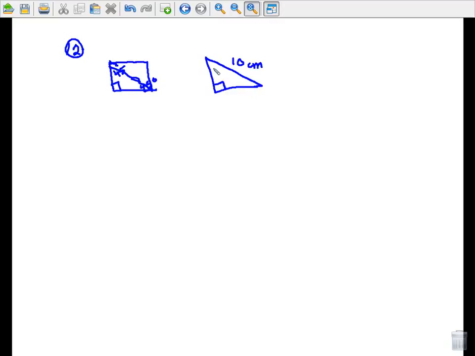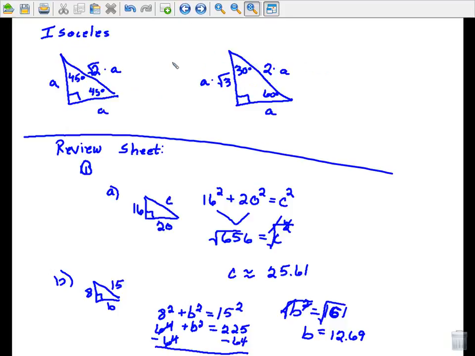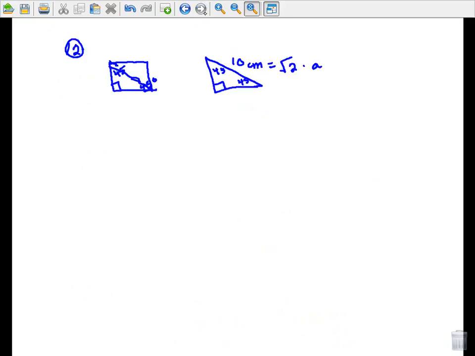Again, remembering there's a 45-degree angle and a 45-degree angle. That's important to us because I know that relative to those other ones, this is like the square root of 2 times a, right? Remember from the formula we were just looking at? That's the relationship. If I can solve for that a, I'll know the measures of my other two sides. So that's how I'm going to use that.